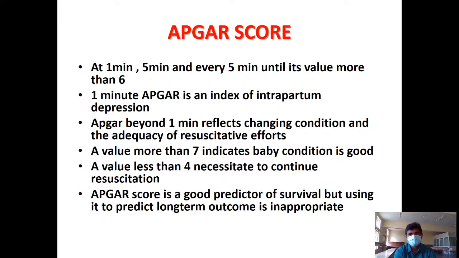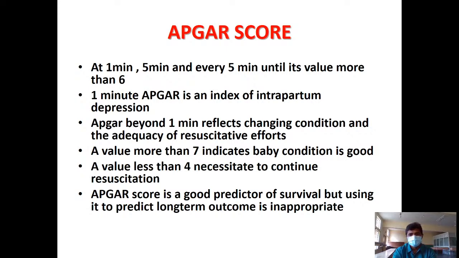APGAR score is assessed at 1 minute of life, 5 minutes, then every 5 minutes until its value is more than 6. The 1 minute APGAR is an index of intrapartum depression, and APGAR beyond 1 minute reflects how the baby has adapted to the extrauterine environment. If the baby requires resuscitative efforts, it tells you about the adequacy of those efforts. A value of more than 7 indicates the baby's condition is good, and a value less than 4 necessitates continuing resuscitation. APGAR is a good predictor of survival, but using it to predict long-term outcome is inappropriate.